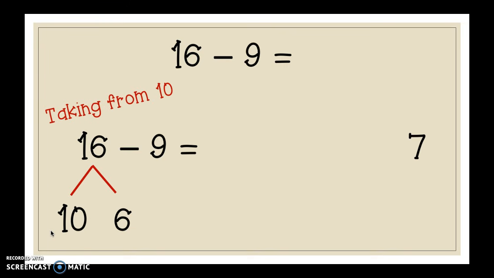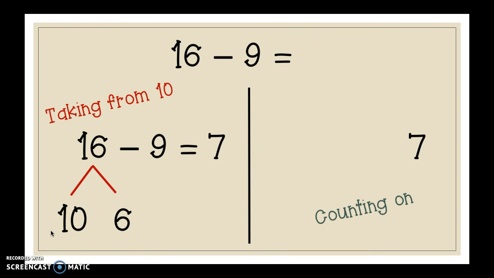Okay, so I thought 10 minus 9 equals 1, and then 6 is the other part of 16, so 1 plus 6 equals 7. Good job. Did you get the right answer? Awesome. Woohoo! All right, let's try the other strategy.